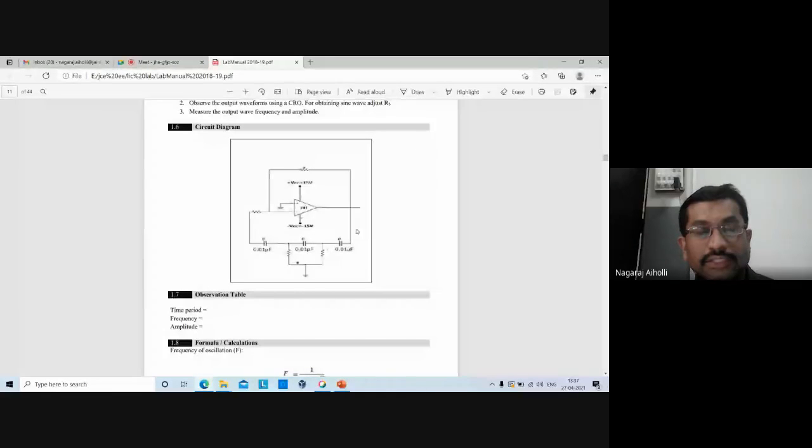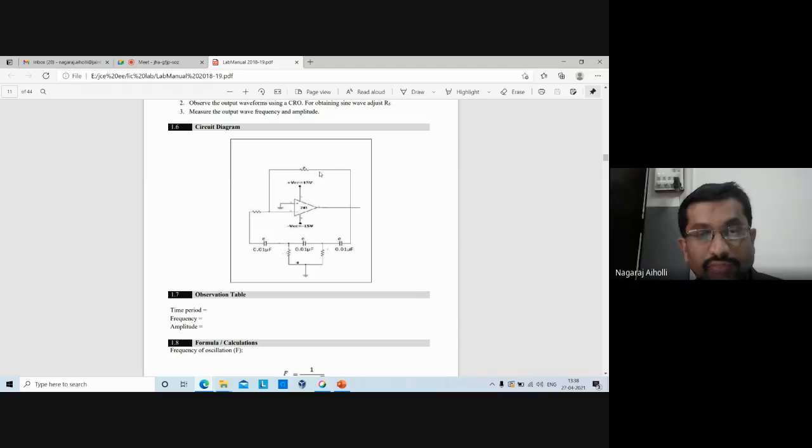According to the Barkhausen criteria, the overall phase shift will be 360 degrees or 0 degrees. How do you get that? The forward path, from input to output, gives a 180-degree phase shift. Then from output through feedback to the input, there is one more 180-degree phase shift. So 180 plus 180 gives a total overall 360-degree or 0-degree phase shift, correct? Then the loop gain is equal to unity, that is, the gain of the forward amplifier multiplied by the gain of the feedback amplifier should be equal to 1.